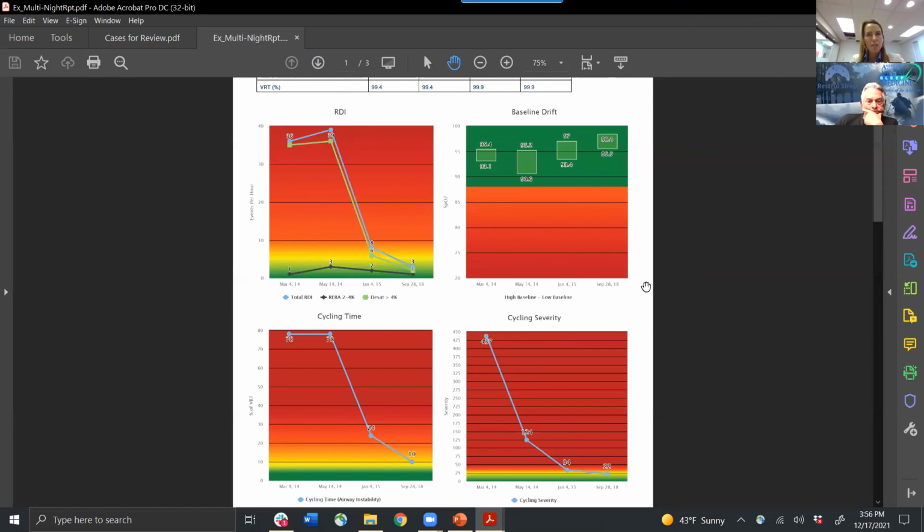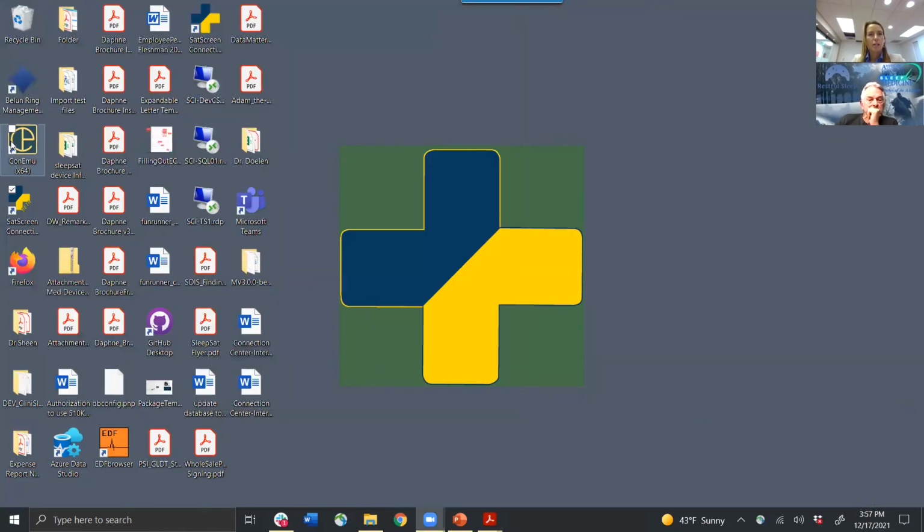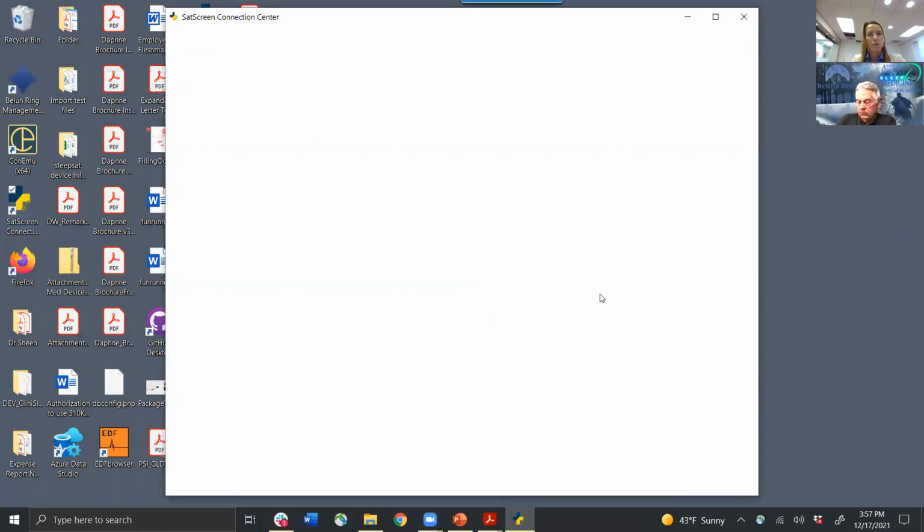So that's an example of the multi-night report. You can find that on our website, sleepsat.com. You can pull that up for any of your patients that have done more than one test. The dashboard is also available interactively on that website as well. And to take a couple extra moments, we are excited. We're getting ready to launch a beta connection center application that's going to integrate that web portal a little bit better for you than our current connection center does.